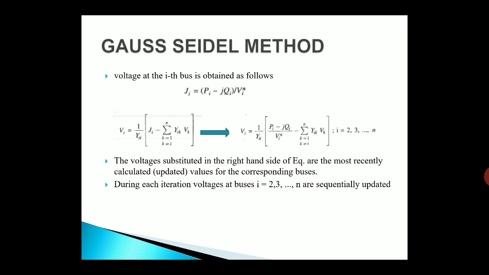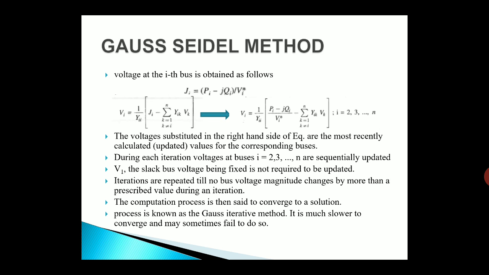N minus 1, because the slack bus we are not considering. Now the voltage for the ith bus we have already seen. This is how the ith bus voltage is given. Now V1, the slack bus voltage being fixed, is not required to be updated. So that is not required.